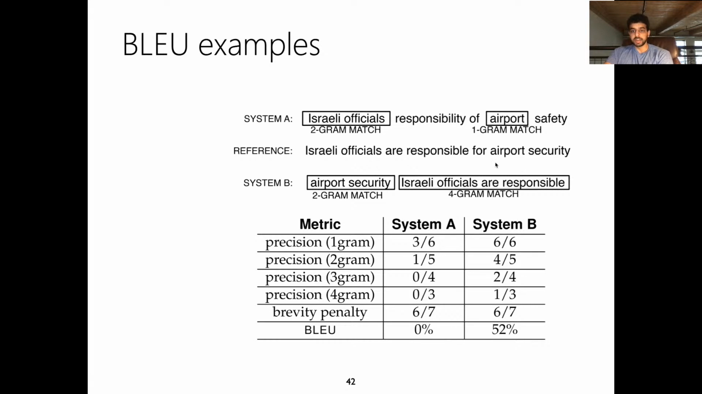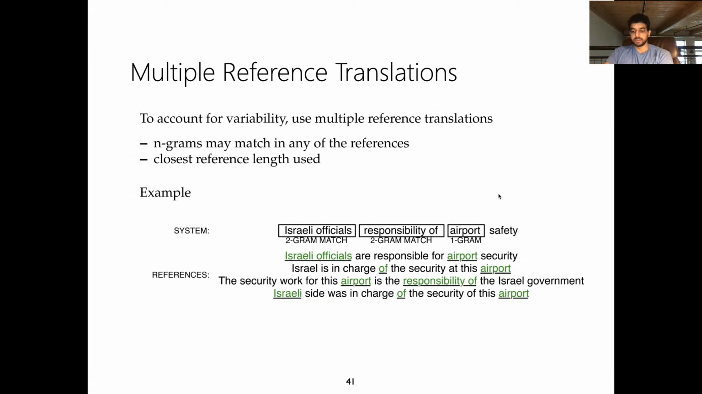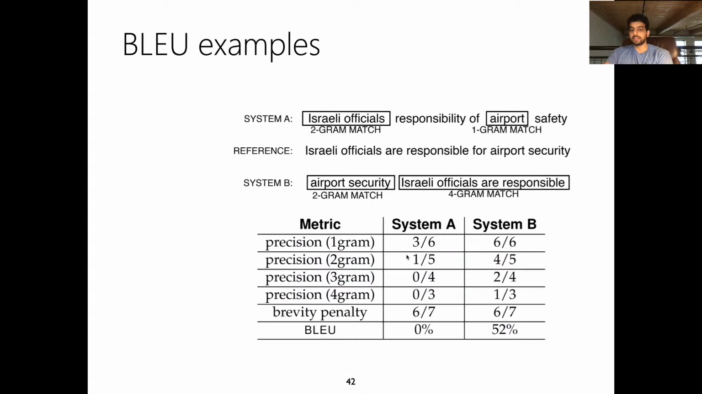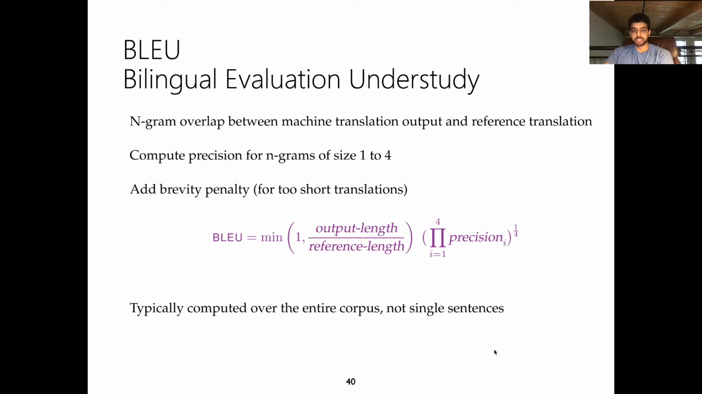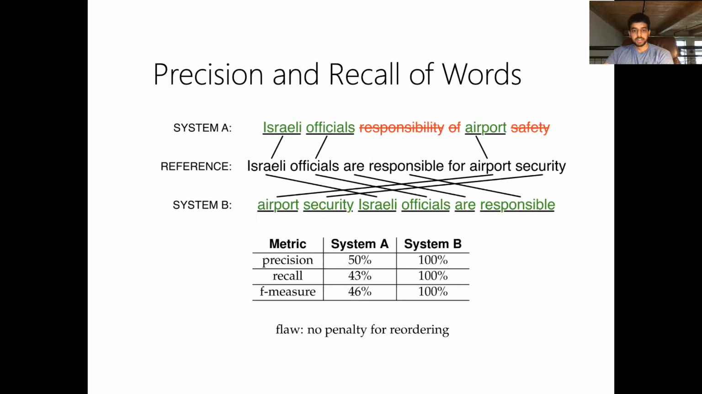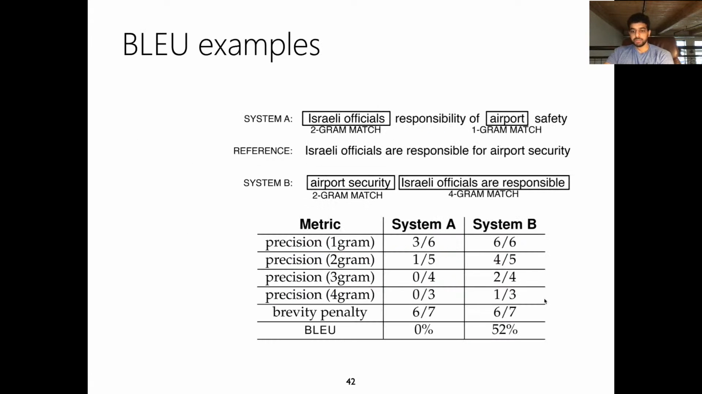System B, on the other hand, actually does contain a 4-gram match: "Israeli officials responsible." You can see that here, "Israeli officials are responsible" occurs in the first reference. And so it gets a BLEU score, but remember that our previous metric here was giving it 100%. And we see that the BLEU for this sentence generated by system B is 52. So it's saying that this translation is not perfect, right? It still has some flaws, which, as we can see, it clearly does.